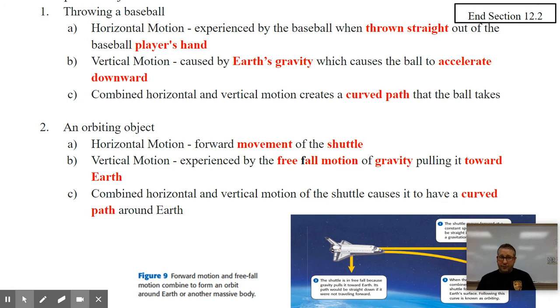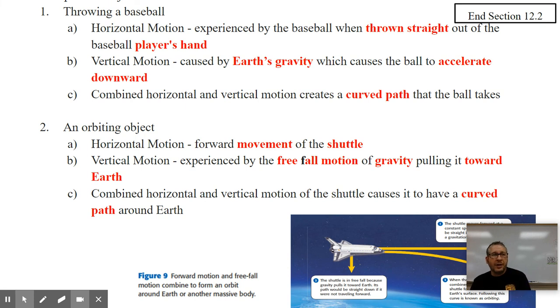So, while throwing a baseball, we see a projectile motion when the ball is thrown straight out of the player's hand. That's the horizontal motion of it. The vertical motion is caused by Earth's gravity, causing the ball to accelerate downward. They create that curved path like we saw.